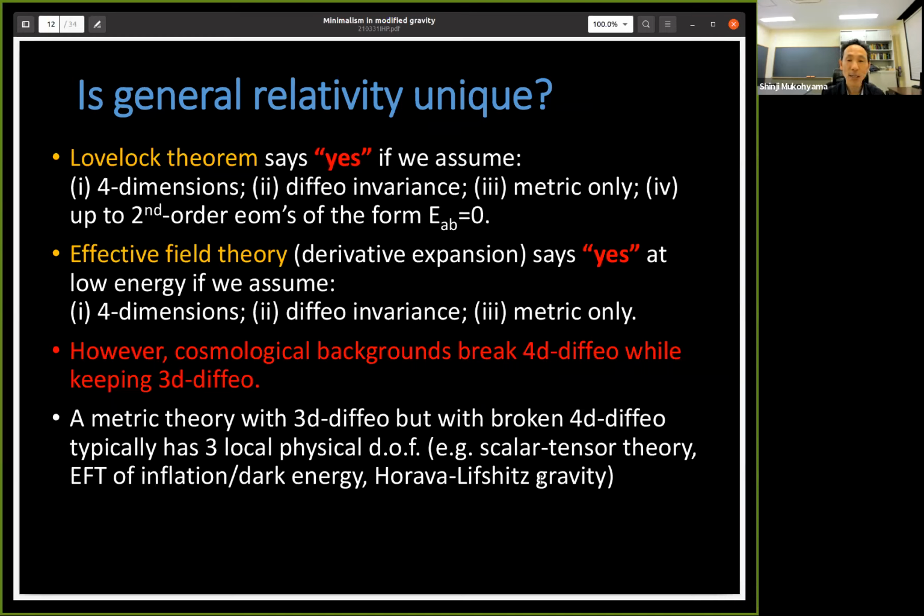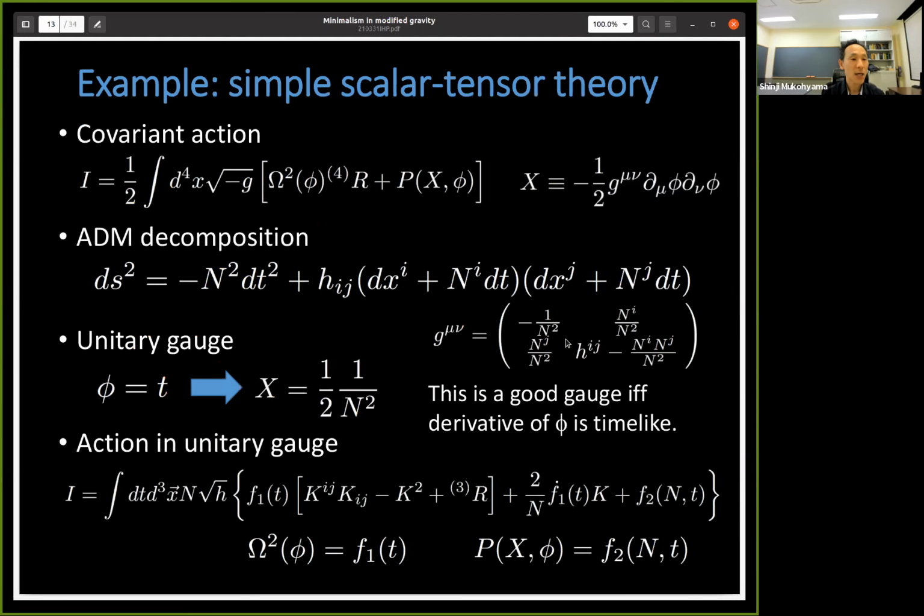Let me explain this a bit. This is a simple example of a scalar-tensor theory. This is the covariant action of a simple scalar-tensor theory. Here, this is the Ricci scalar multiplied by some function of the scalar field phi. And this is a function of X, which is the usual kinetic term, and the scalar field phi.